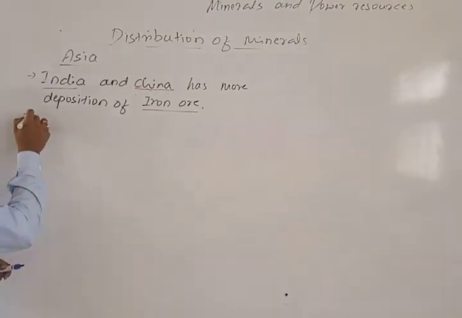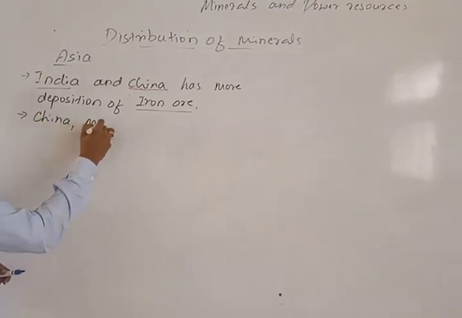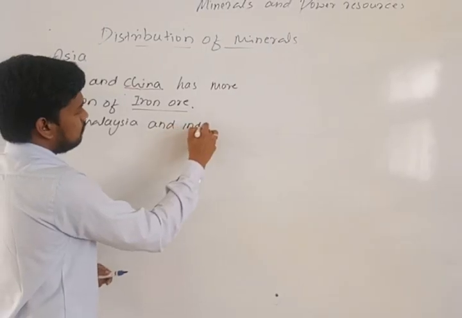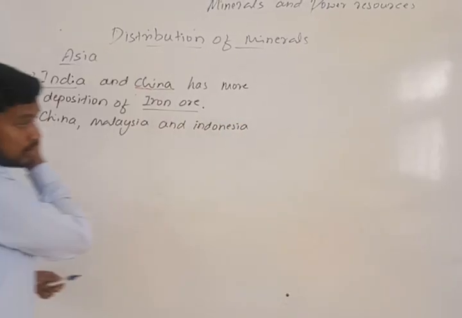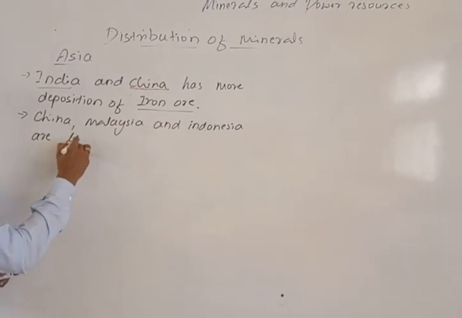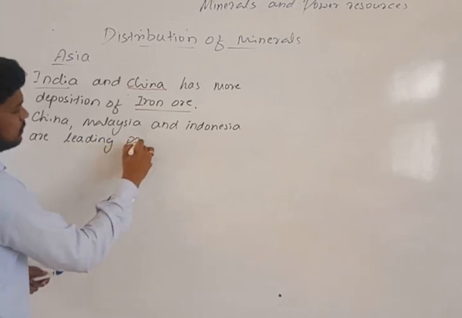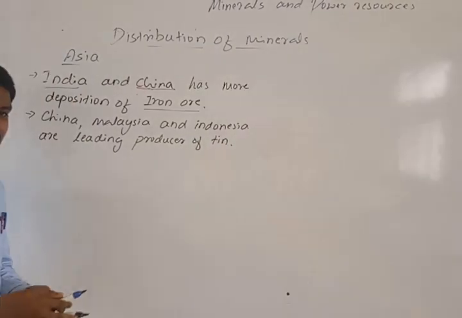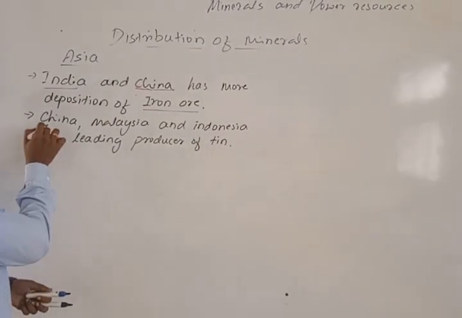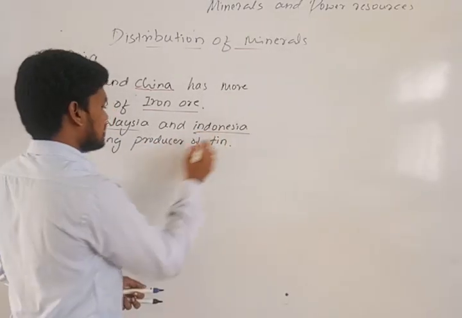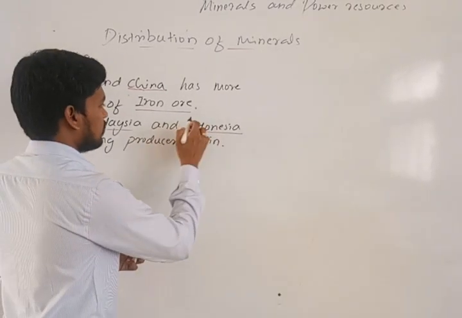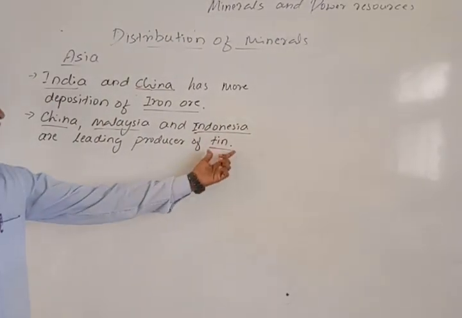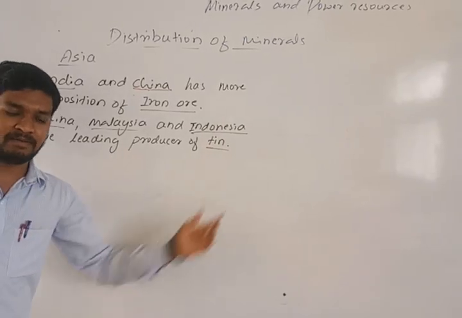Then China, Malaysia, and Indonesia are leading producers of tin. So these three important countries are producers and also depositors. These three countries have more deposition of tin, and they are also the producers of tin in the world.